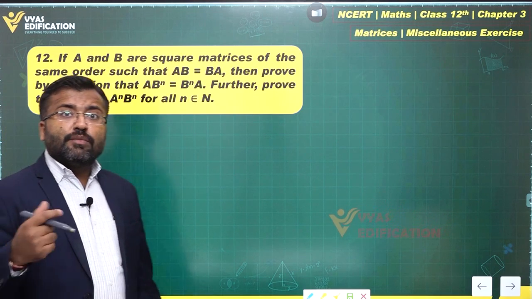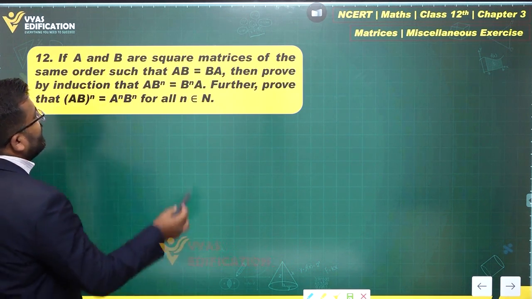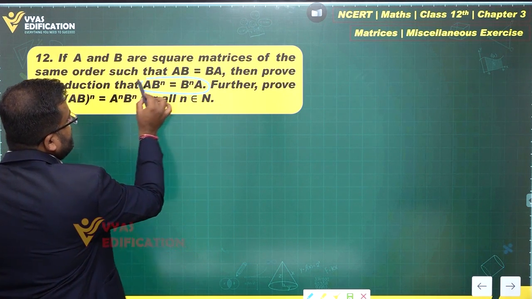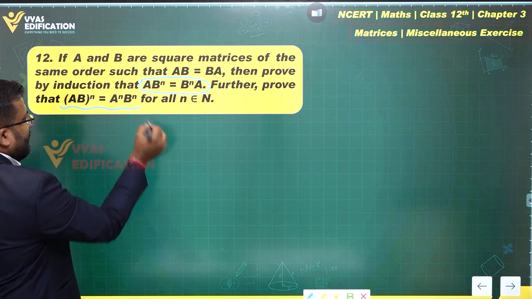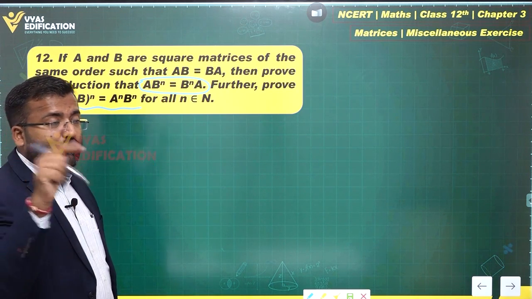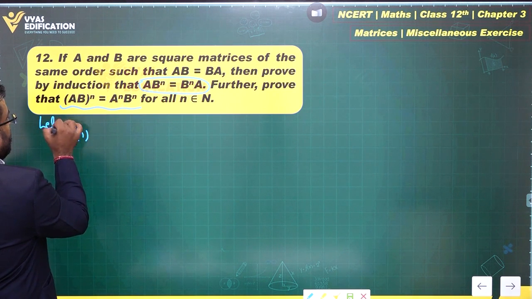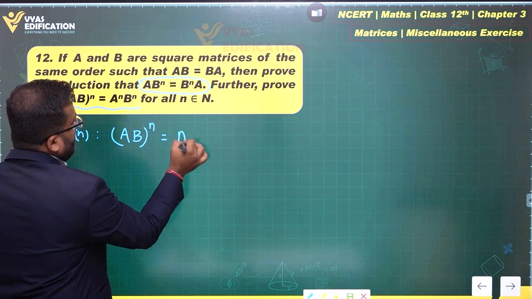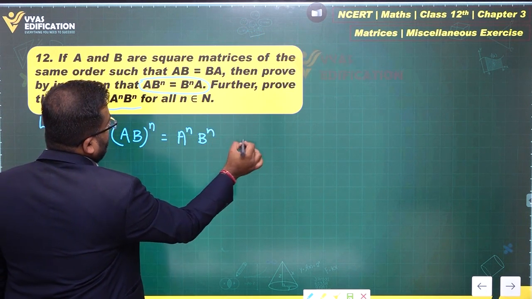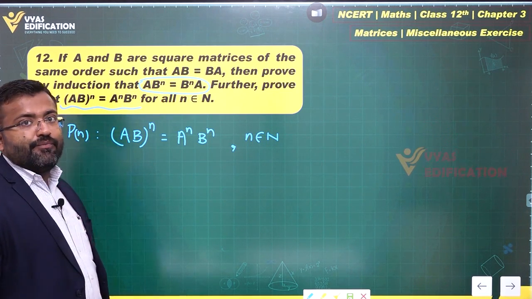Now this can also be proved with the help of the principle of mathematical induction, but in this case, we'll obviously require something which we have already proved, right? So for proving this, we'll use the principle of mathematical induction, the 3 steps, but first let's write the statement Pn. Let Pn be (AB)^n is equal to A^n B^n for all n belongs to natural, right? That's what we have.